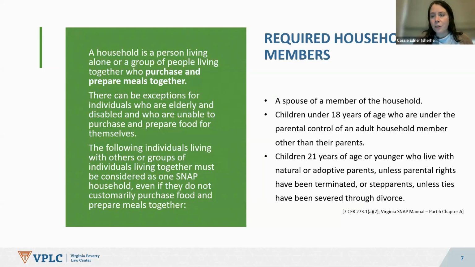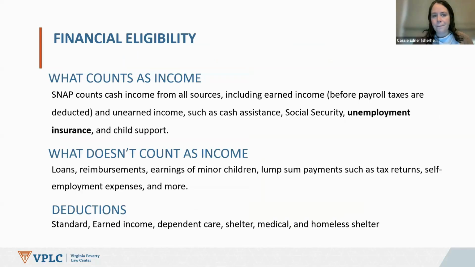They may live with their 21-year-old child. Their child has their own job. They don't eat and prepare foods together. They are completely separated as an economic household. But their child is still included in their SNAP benefits.